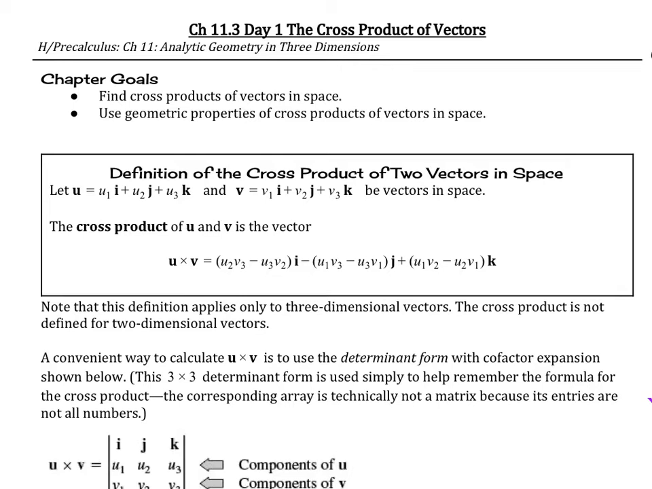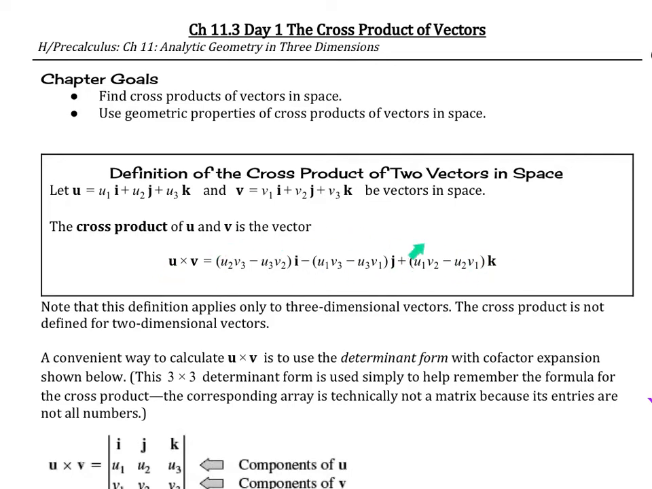We let u equal u sub 1 times i plus u sub 2 times j plus u sub 3 times k, and v equals v sub 1 times i plus v sub 2 times j plus v sub 3 times k, be vectors in space. The cross product of u and v is this vector here.